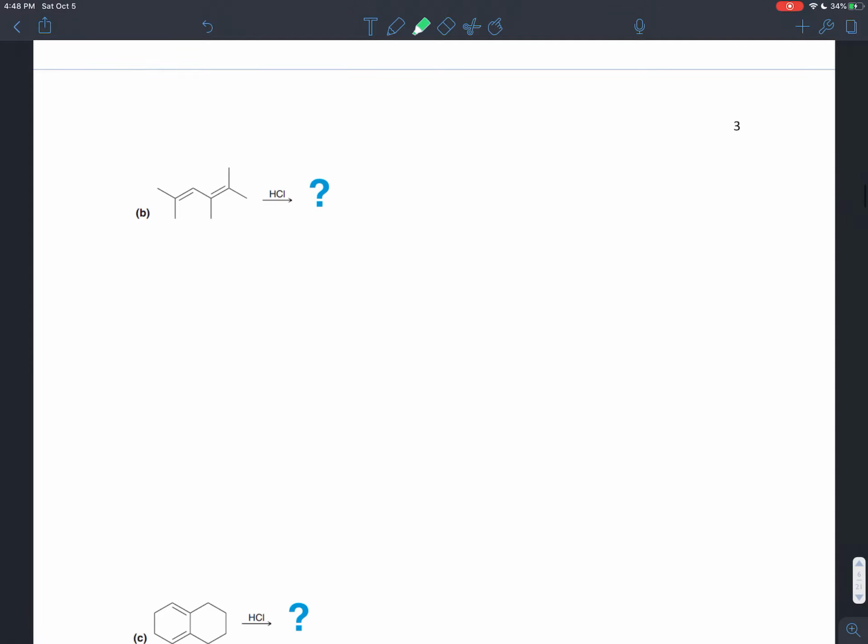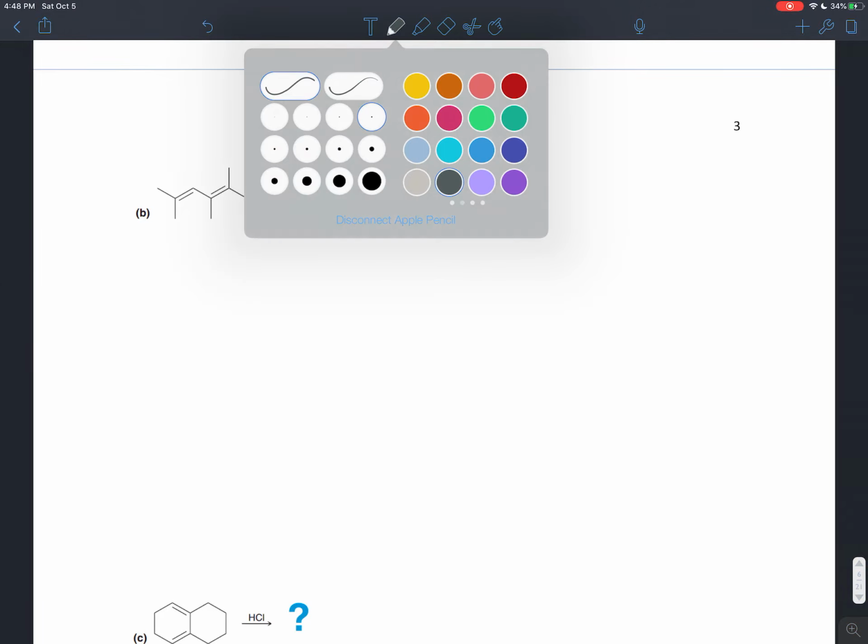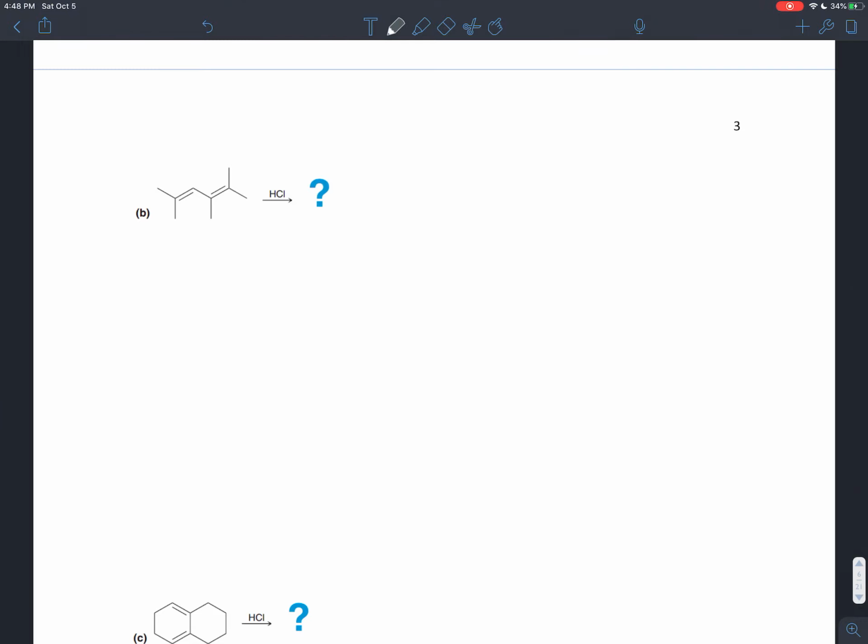So if we try to do that same reaction with this next one, a similar thing is going to happen. So we will, let's draw in those pi bonds.